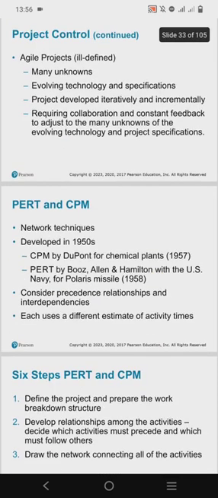Now let's talk about the program evaluation and review technique, PERT for short, and the CPM. PERT and CPM are project management techniques used to plan, schedule, and control projects. They are network techniques that are commonly used in project management.